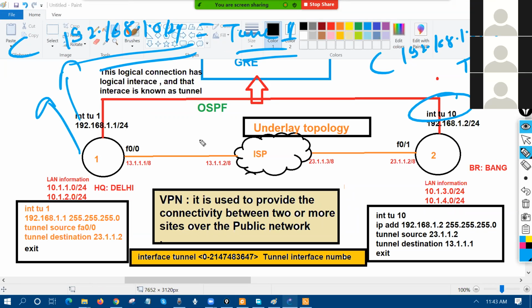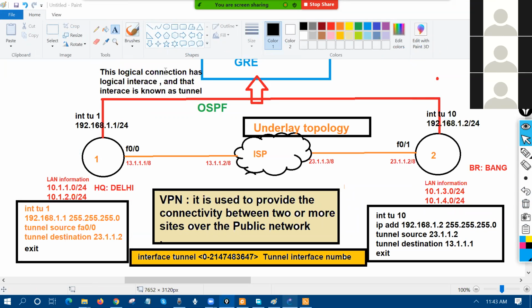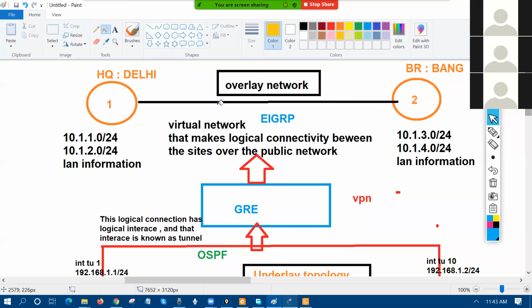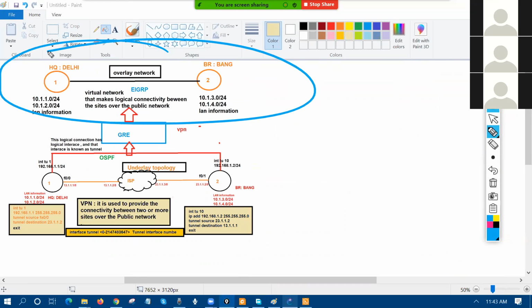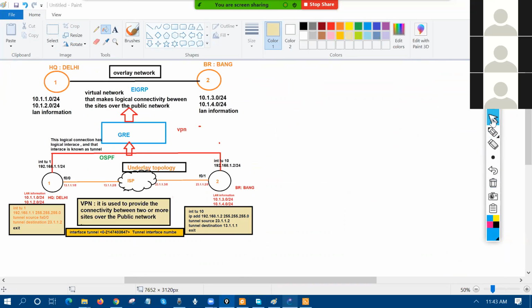So right now I've just created the tunnel by putting in this configuration, right? By putting in this configuration, we are done with this part. We have just achieved this network after doing this configuration. So this part has IP addressing, we can see that.